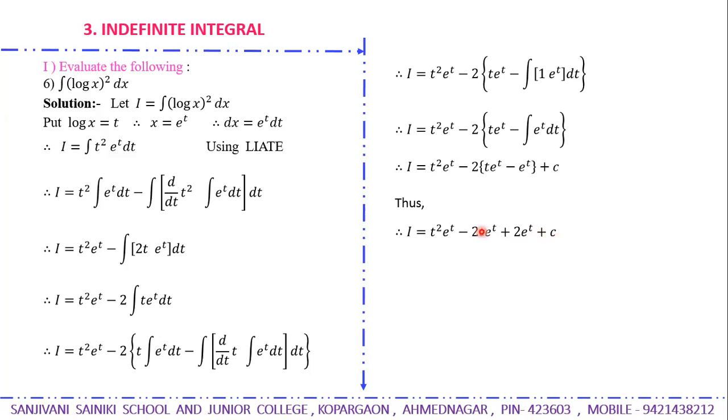Now here you can take e raised to t common, or you can keep it as it is. We have to use value of the t. What is t? t is log x. So log of x bracket square, and e raised to t is nothing but x. So x log of x bracket square minus 2x log x plus 2x plus c. Now these three terms contain x, so I can take x common, x times the bracketed term.